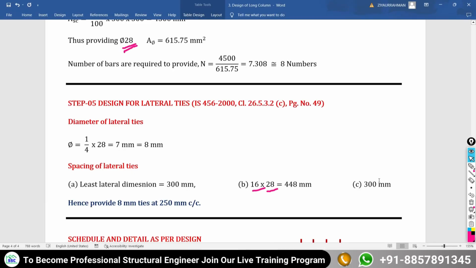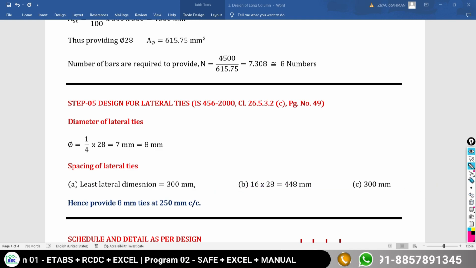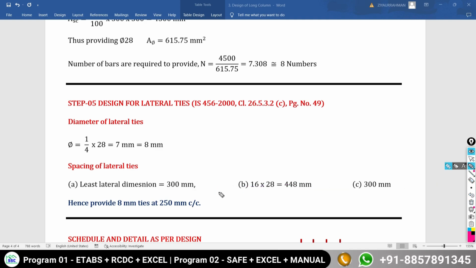And third, in no case should your spacing be more than 300 mm. So I am going to write the third requirement as 300. Now, among these three recommendations, your spacing should not be more than these. Always your spacing should be less than all these three values. So here you can take the value of 300. Maximum you can take the value as 300. Beyond that you cannot provide.